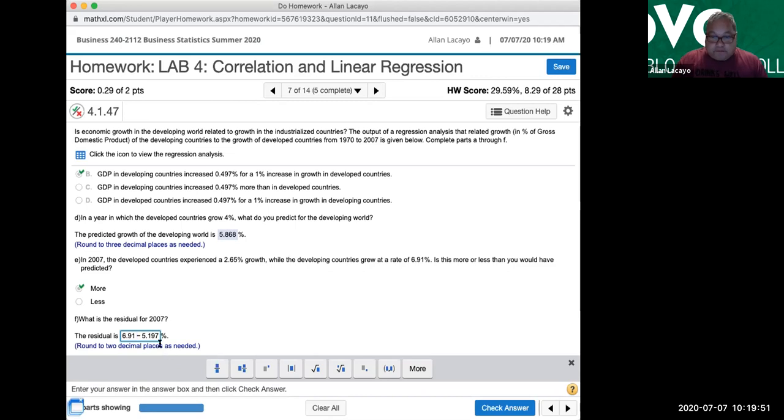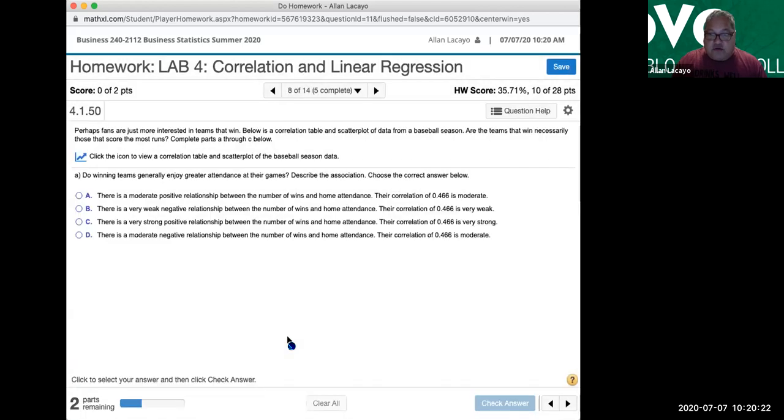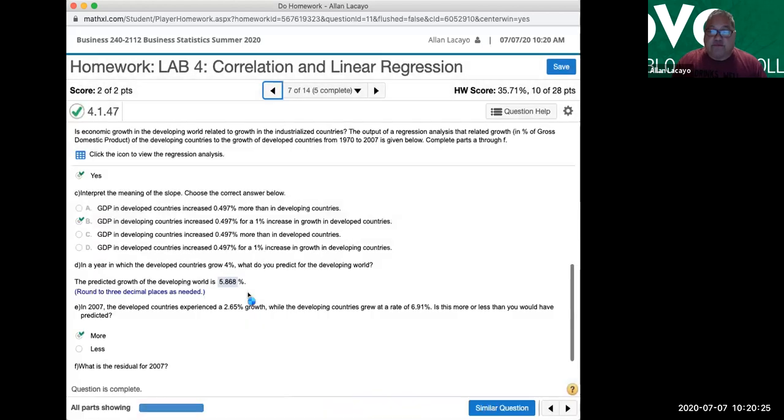Okay. So I'm going to round this to 2 decimal places. And I'm going to notice that the difference is 1.71%. So clearly the actual of 6.9 is bigger, is more than the predicted of 5.2. And the residual then should be a positive residual, an underestimation of value.